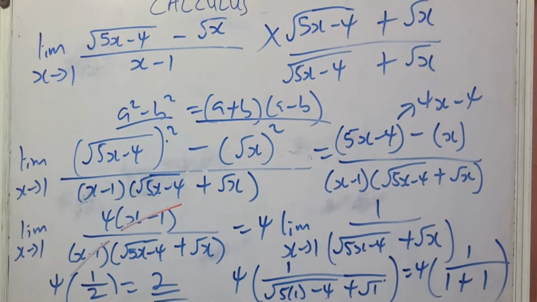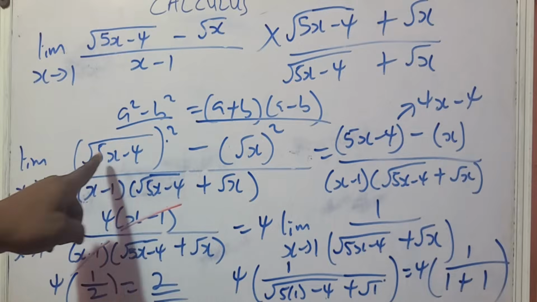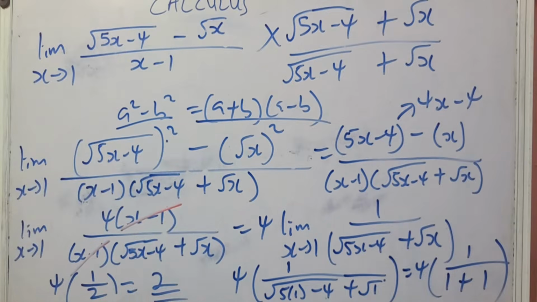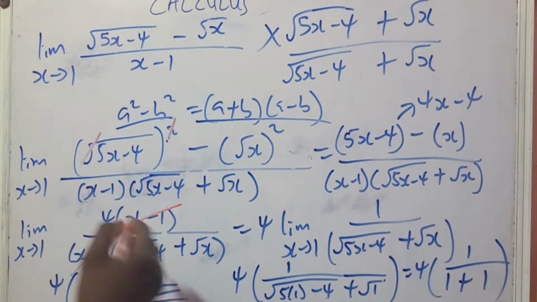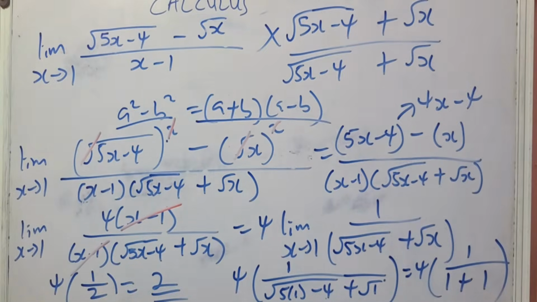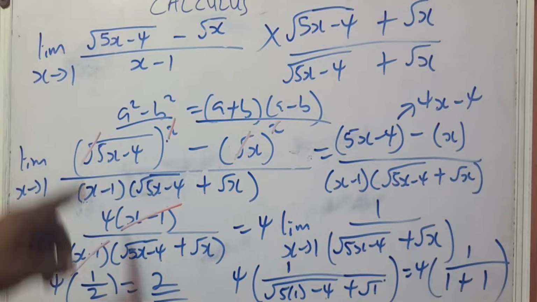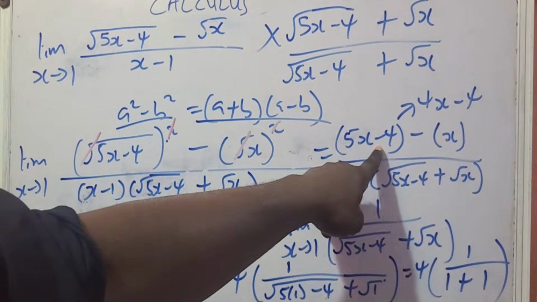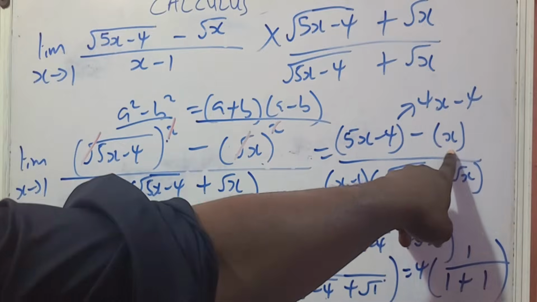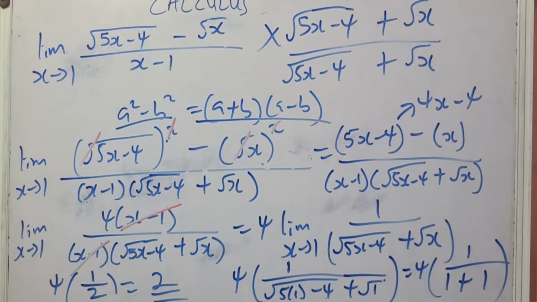Good. Now, because you know what squares and square roots are in mathematics, I have the square of a square root number. So obviously, this square cancels this square root, and this square cancels this square root, as per mathematical functions and operations. So I'll be left with 5x minus 4, which is here, and I'll be left with x alone, which is here. Good.